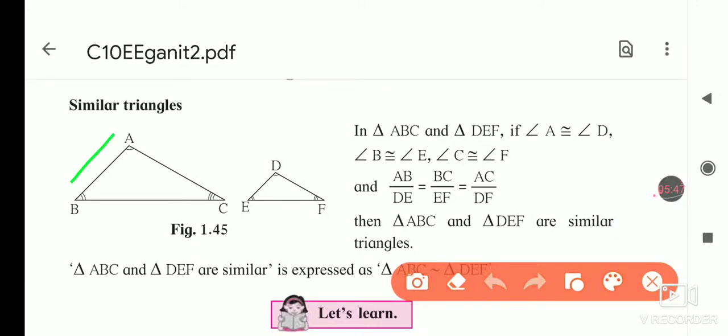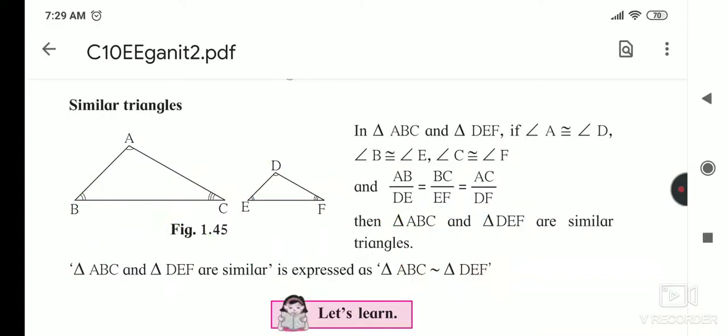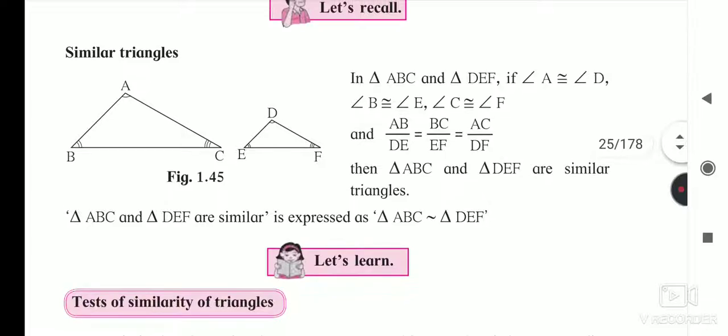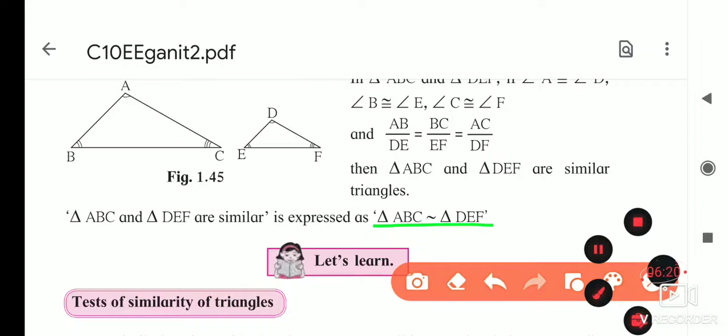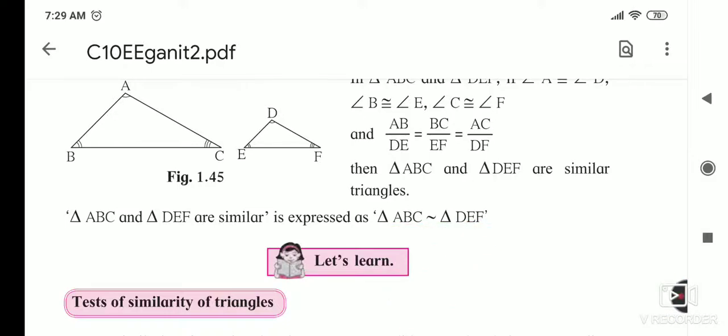Okay, means AB upon DE is equal to BC upon EF is equal to AC upon DF. Then its angles are congruent to each other and its sides are in proportion. The ratio of their sides is in proportion. Then these two triangles are similar to each other. Okay, and which are those two triangles? That is triangle ABC similar to triangle DEF.